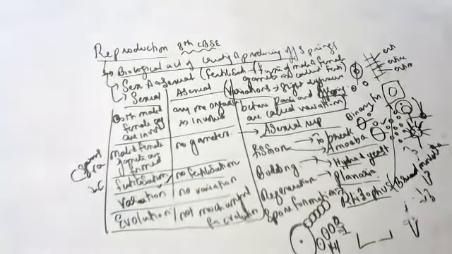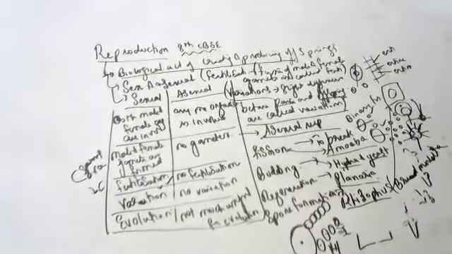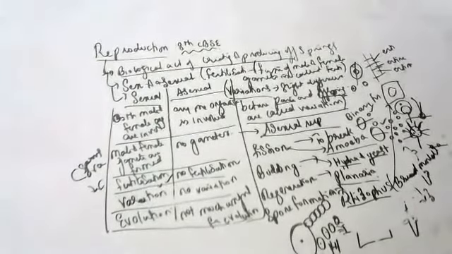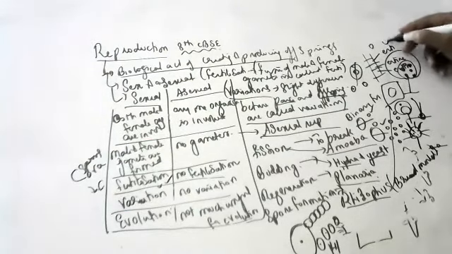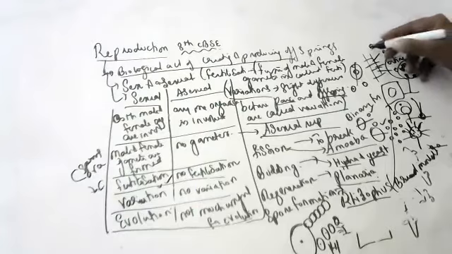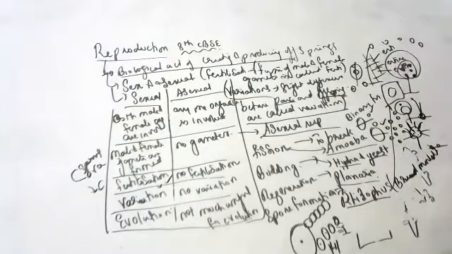Spore formation is how it will occur in Rhizopus. Rhizopus looks like this. It will have a big sporangium with so many spores. It will burst and release the spores into the atmosphere. Each spore, on falling to the ground, gives rise to a new fungus.